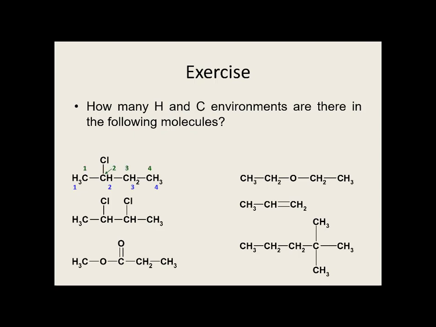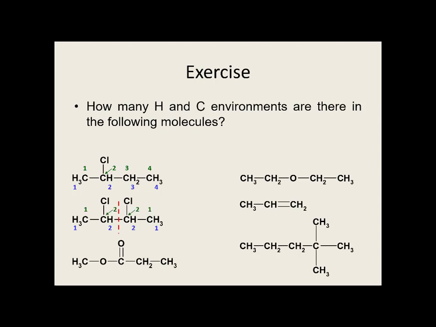The next molecule, 2,3-dichlorobutane, has a plane of symmetry down the middle. This means that the number of environments is reduced. The two CH3 groups are in the same environment as each other, and the two CH groups are also in the same environment as each other. So 2,3-dichlorobutane has two hydrogen environments and two carbon environments.